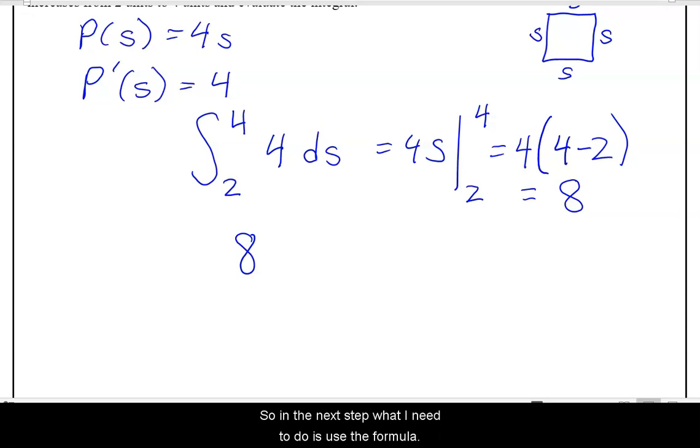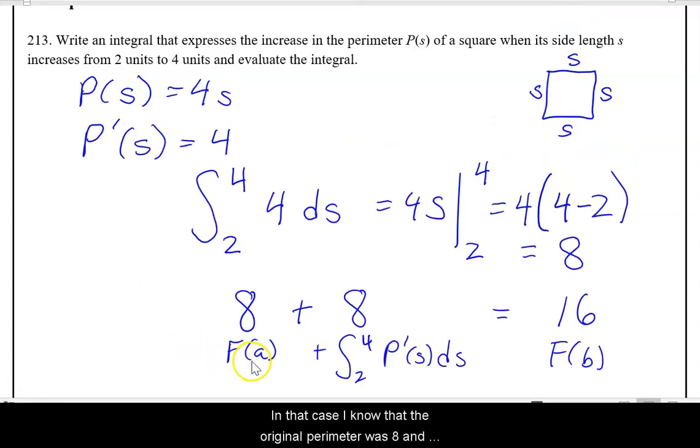So in the next step, what I need to do is use the formula. In that case, I know that the original perimeter was 8, and the rate of change, when I integrated, also gave me 8. And when I add them together, I get 16, which must be the new perimeter, which in fact is the case. If it were 4 on each side, we would have 4 times 4, which would give us the 16.